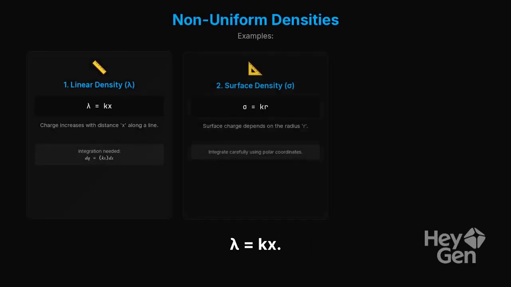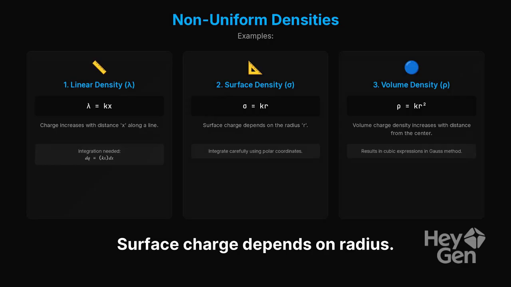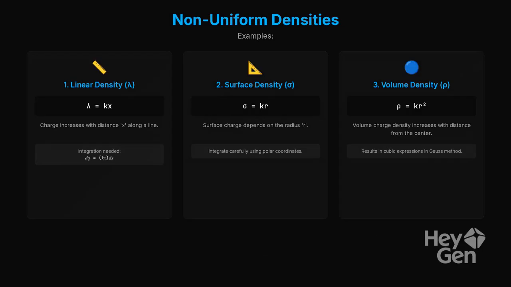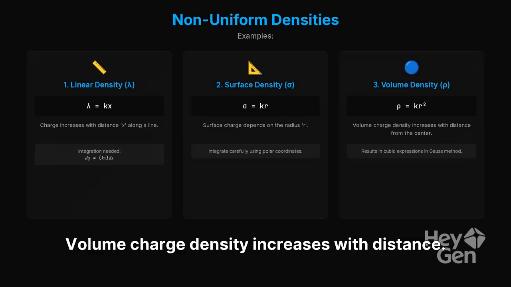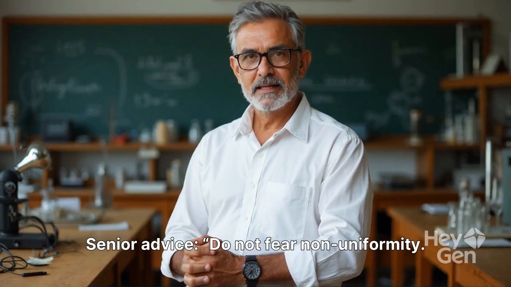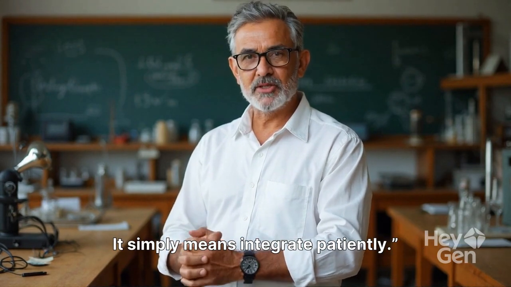Non-uniform densities. Examples: 1. Lambda is equal to kx. Charge increases with x. Integration needed. 2. Sigma is equal to kr. Surface charge depends on radius. Integrate carefully using polar coordinates. 3. Rho is equal to kr squared. Volume charge density increases with distance. Results in cubic expressions in Gauss method. Senior advice: do not fear non-uniformity. It simply means integrate patiently.